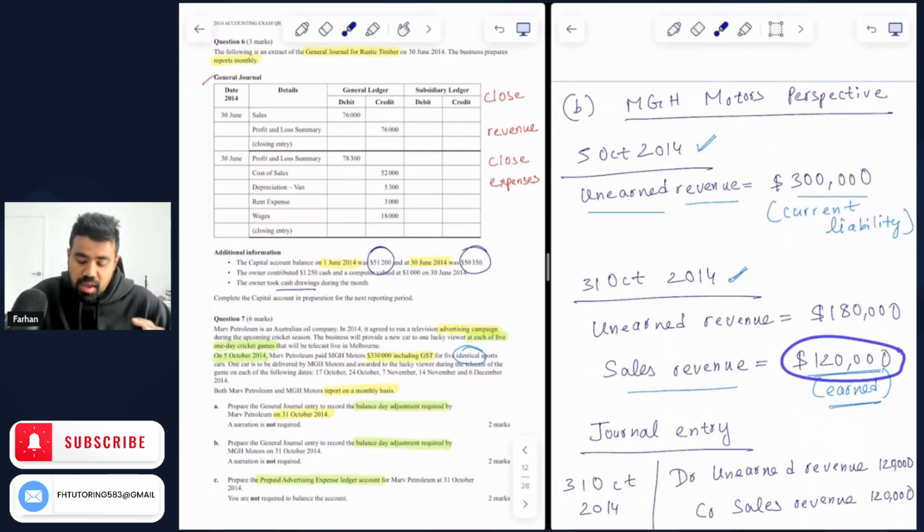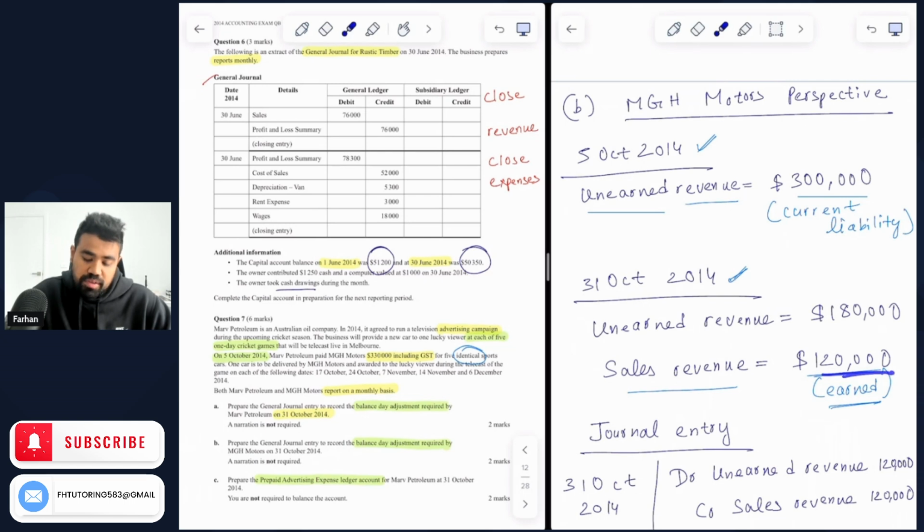So this is specifically the revenues that we have earned for 2 cars that we have delivered on the first 2 cricket games on 17 October and 24 October. And that is $120,000 in total, given that the cost of each car is $60,000. So 2 cars delivered is $120,000.